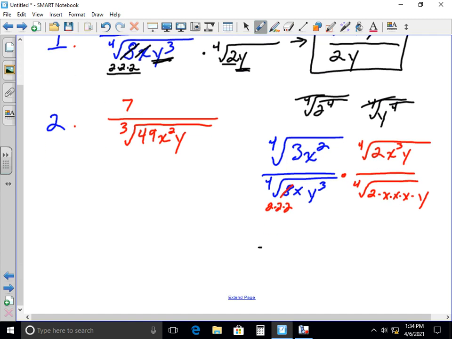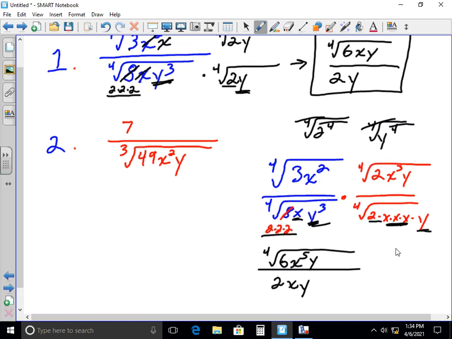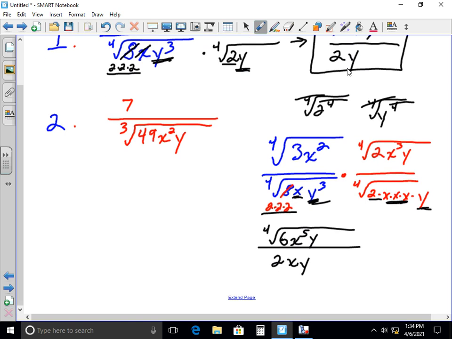So on bottom, we have a group of 2's, so we pull out a 2. We have a group of x's, so we pull out an x, and we have a group of y's, so we pull out a y. On top, we still have a 3 times 2. How many x's are we going to have? If we do x to the second times x to the third, we have x to the fifth. And then we have a y. That's not the same thing as this, is it? But they should be.